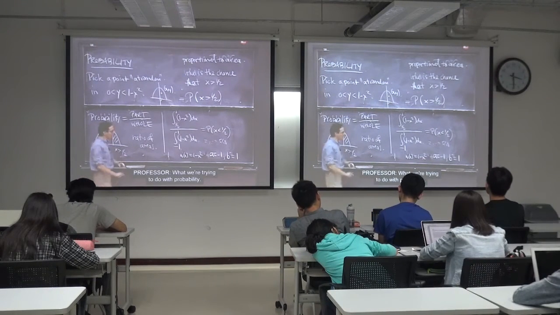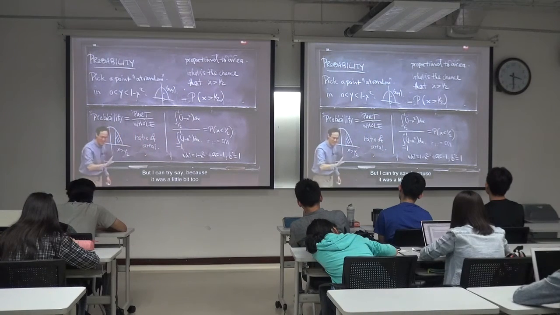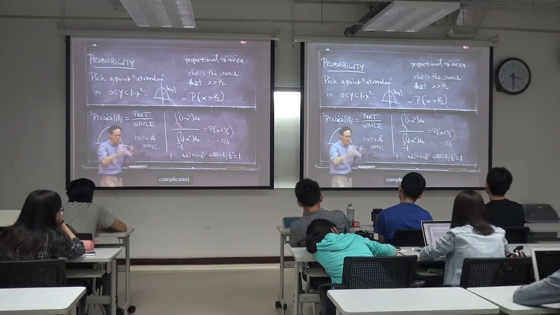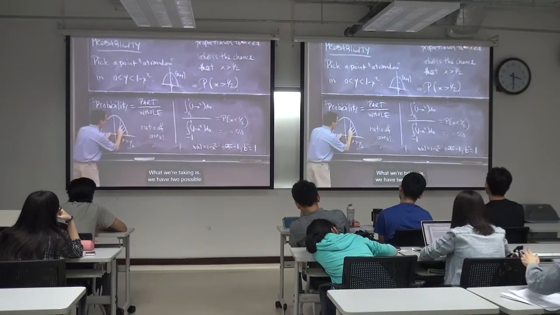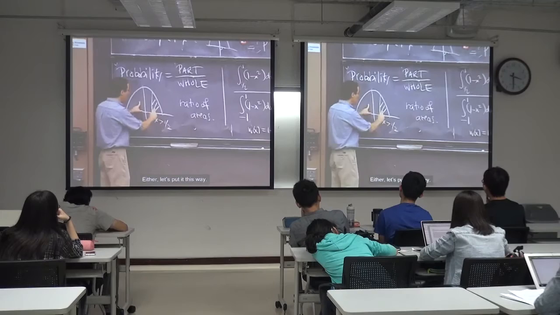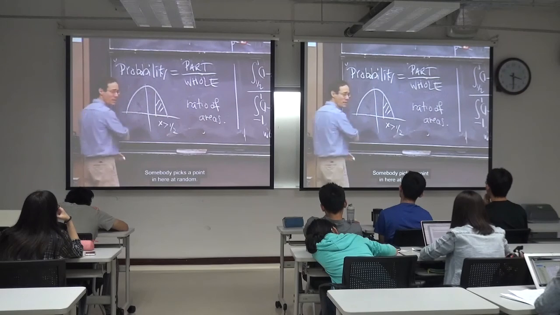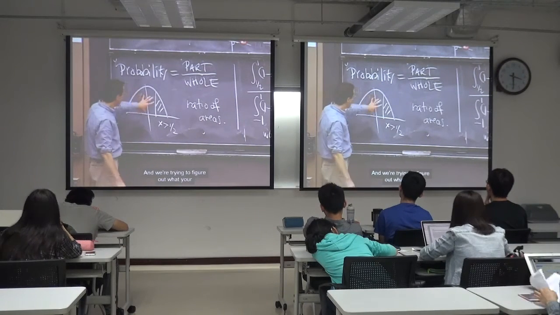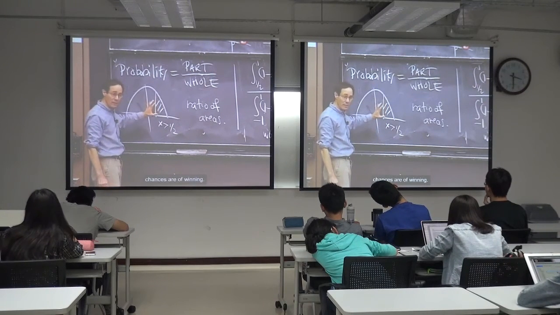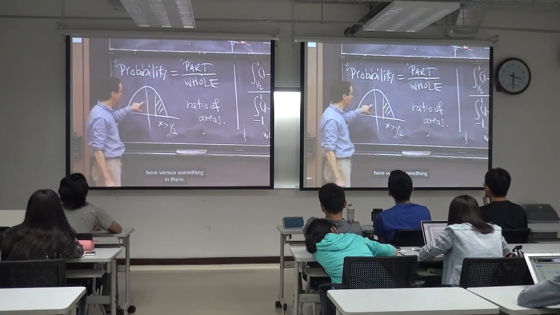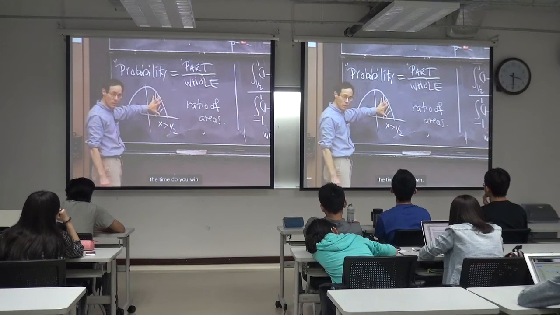What we're trying to do with probability, so I can't repeat your question, but I can try to say, because it was a little bit too complicated, but it was not correct. What we're taking is, we have two possible things that could happen. Let's make it a gamble. Somebody picks a point here at random, and we're trying to figure out what your chances are of winning. In other words, the chances that there's something in here versus something in there. And what percent of the time do you win?